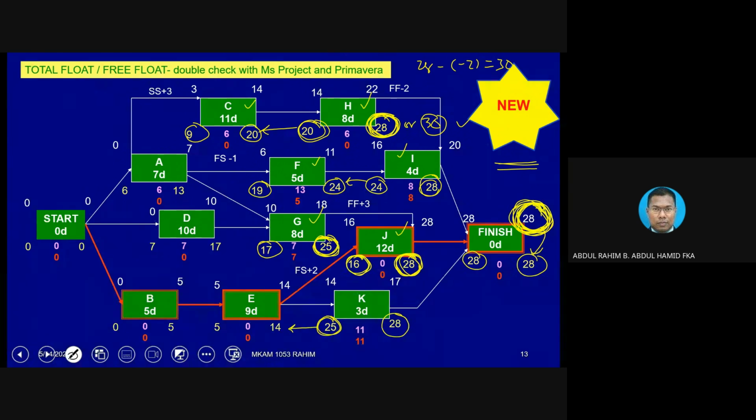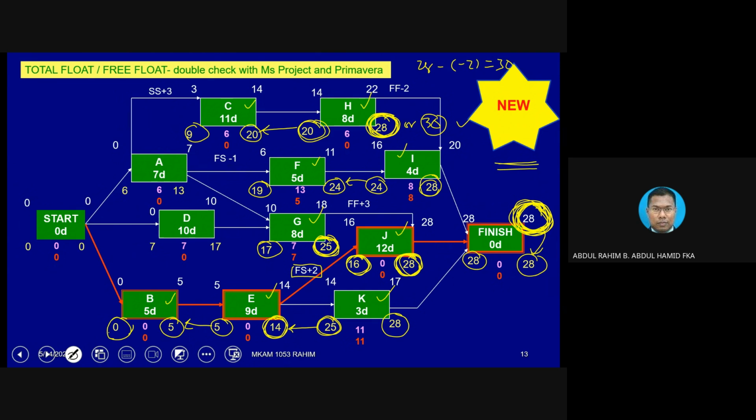16 going back, but we need to minus 2. Remember, backward pass is basically minus. 16 minus 2 equivalent to 14. So 14 is the value that we get from J, and it is lower than 25. That's why 14 is chosen. So we log the value 14. 14 minus 9 equivalent to 5. And then for B, we straight away transfer 5 here. 5 minus 5 equivalent to 0. Now B, E, and K are already completed.